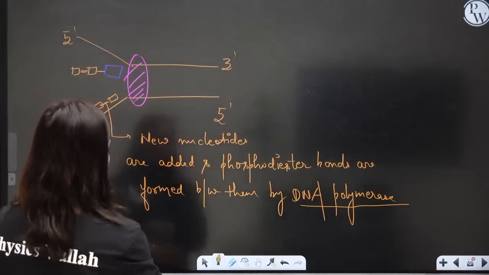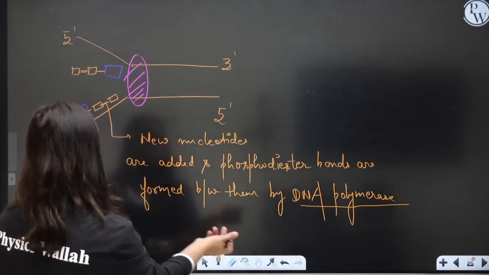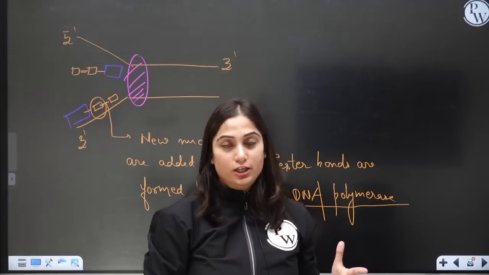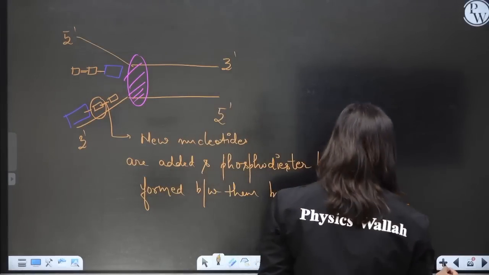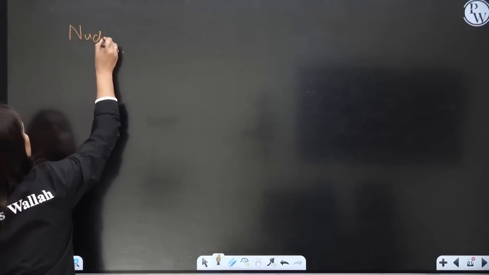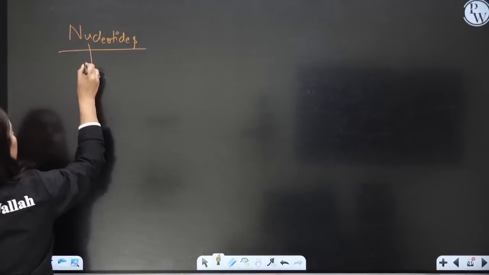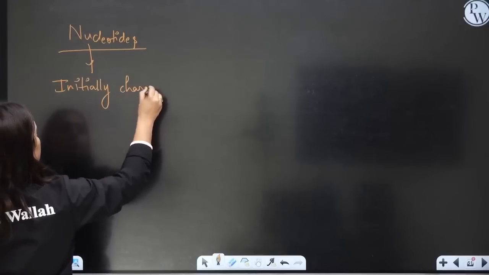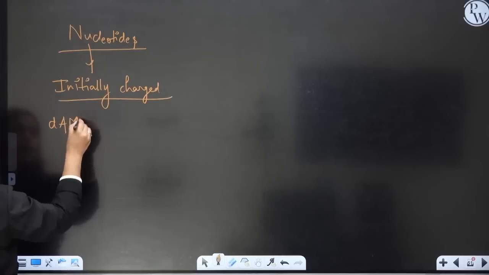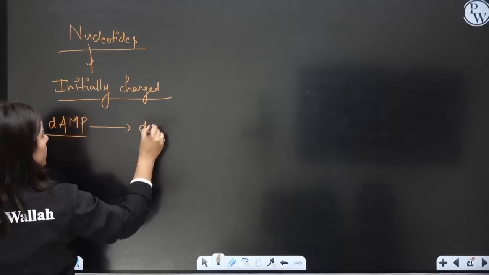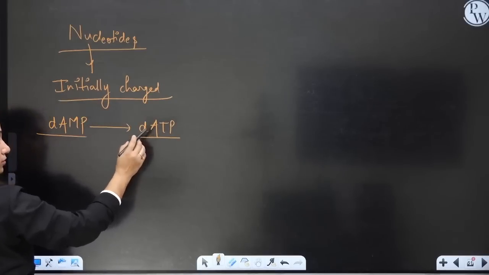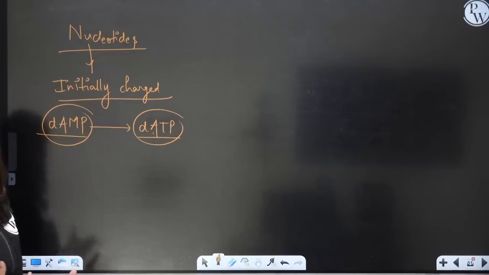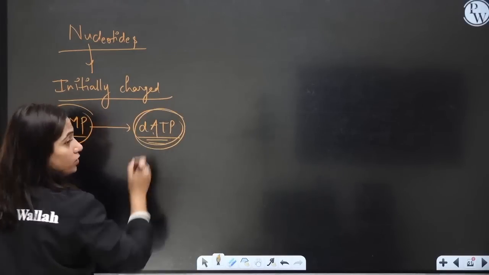Okay, now let's understand that these nucleotides which are getting added over here are charged initially. That means the nucleotides used in the process of replication are initially charged. That means dAMP, deoxyadenosine monophosphate, is changed to dATP, deoxyadenosine triphosphate. This is called the charging of nucleotides. Okay, so these are the charged nucleotides, in the triphosphate condition.